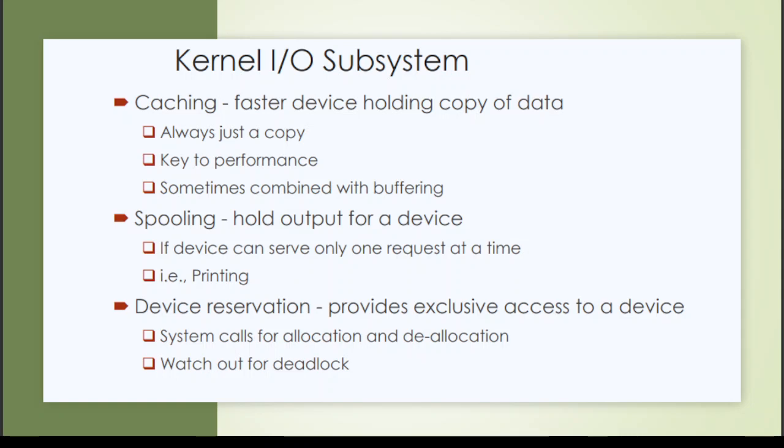Spooling: hold the output of a device. Spooling is a method in which we hold the output for a device. If the device can serve only one request at a time, for example printing, many jobs are sent to the printer, but only one request will be processed or served at a time. So in this case we use spooling.